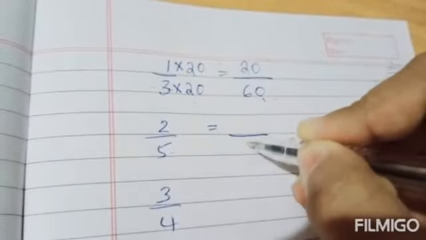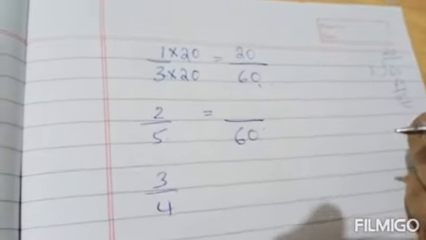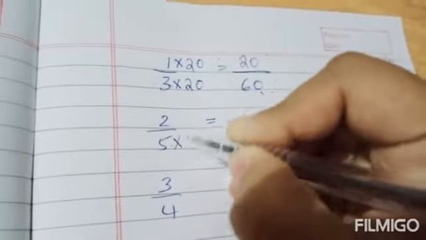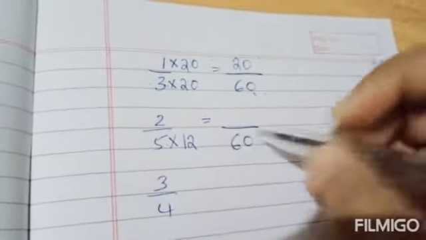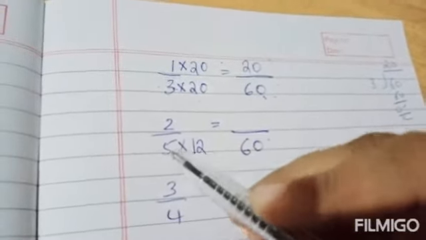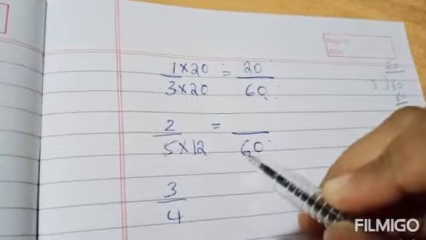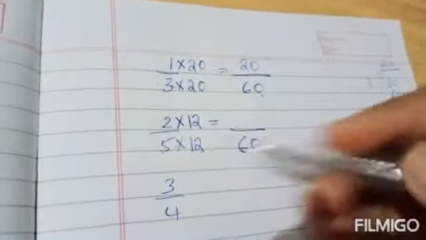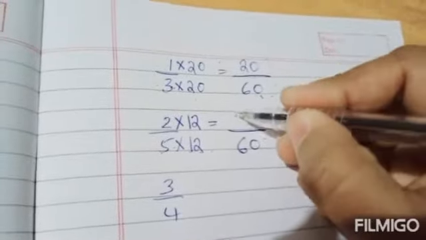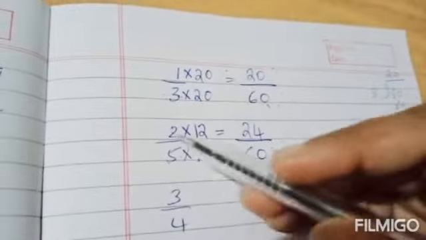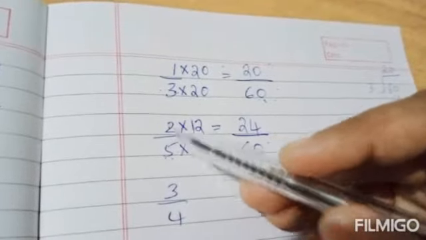The denominator you need to make equal to the LCM, that is 60. So 5 into 12 you will get 60. If you divide 60 by 5 you will get 12 only. So 2 also you multiply by 12. 2 into 12 is 24. So 24 by 60 is an equivalent fraction of 2 by 5.